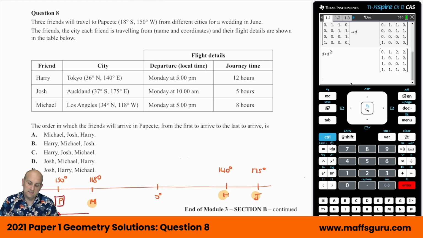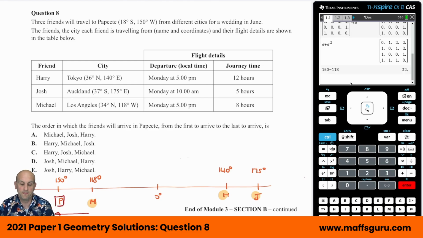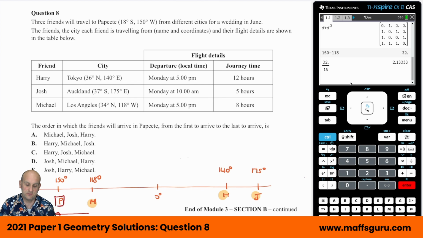So if we imagine 0 as the Greenwich meridian, then it makes sense for Michael to just fly directly to P, but he's going against time, all right? So he's actually going to go backwards in time. I know that 150 minus 118 gives me 32. Divide that by 15 gives me roughly 2 hours of time difference. So that means he's going to take 2 hours off of his travel time, if that makes sense. Now, again, I don't work it out that way.